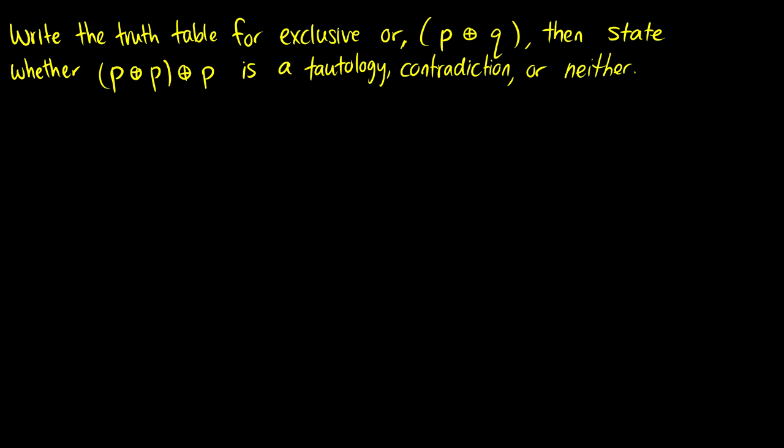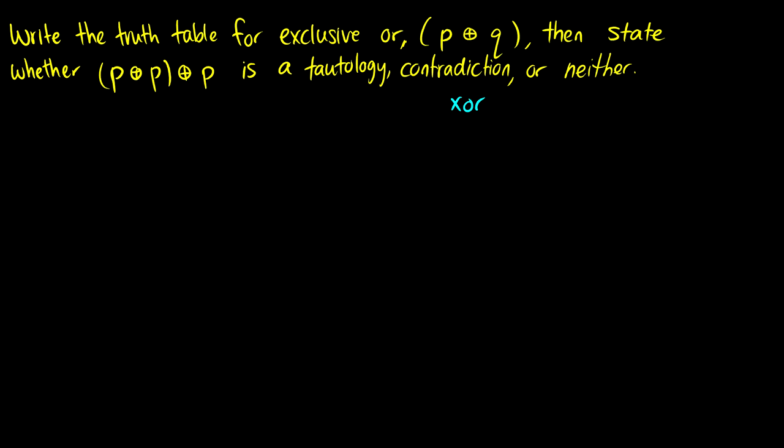We want to write the truth table for exclusive OR, which is P circle cross Q. I'm just going to use the exclusive OR symbol, that's what we'll call it. Then we'll state whether P XOR P XOR P is a tautology, contradiction, or neither. This is also called XOR. I guess I'll call it XOR.